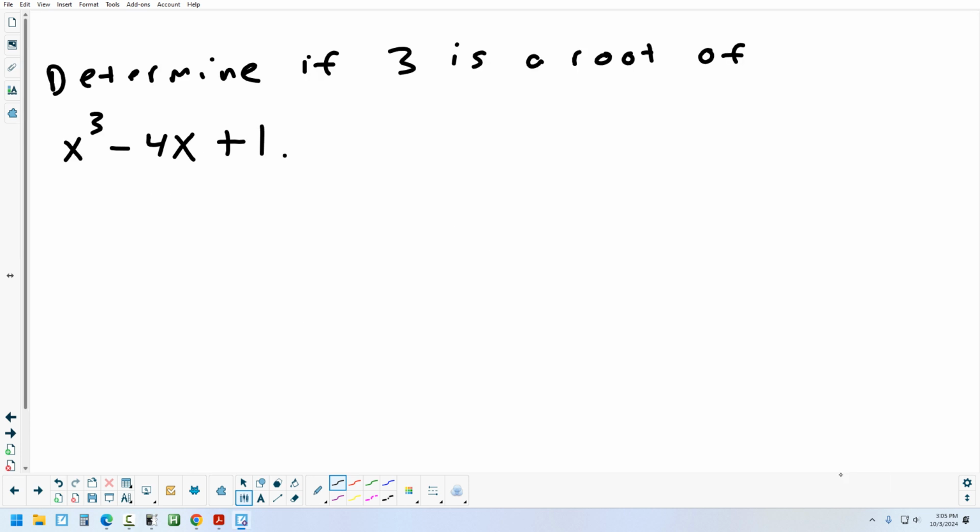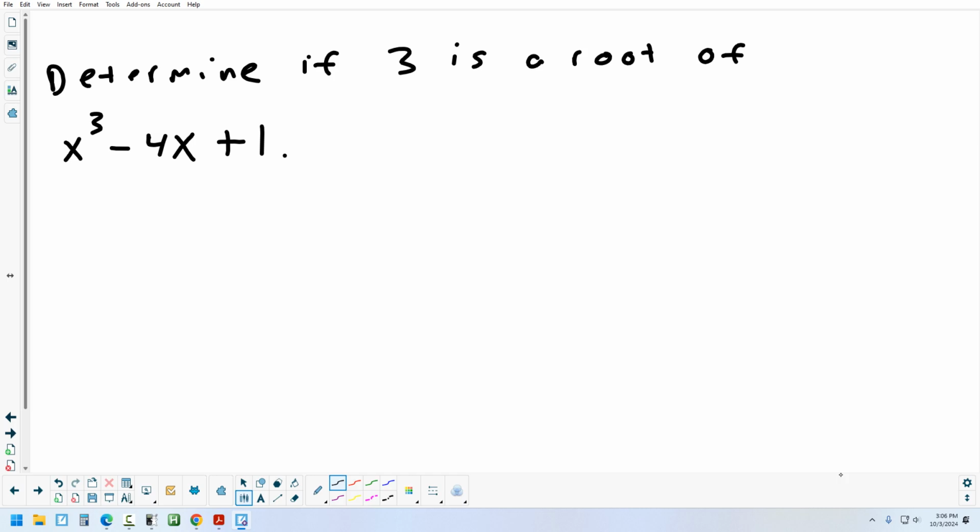All right, so the next one we're going to take a look at is to determine if 3 is a root. In this particular case, I could just plug in 3 and see if I get 0. I know that if I plug in 3, I'm going to get 3 cubed is 27 minus 12 plus 1. It's not 0, so 3 is not going to be a root. But we're going to do it a different way because one of the skills in this problem is the remainder theorem, and you're going to have to do the remainder theorem on the test.